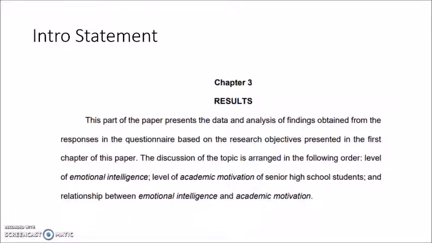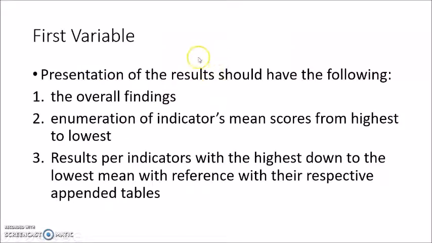And remember, when you mention your variable at saka yung indicator, it should be in italics. Okay? Notice, naka-italics yan. This is the first variable. The second variable is also in italics. Okay? Naka-italicized. Next, your first variable. How are you going to present the results on your first variable? So, presentation of the results should have the following. Unang-una, the overall findings first. Okay? Overall findings first. Makikita ito sa Table 1.